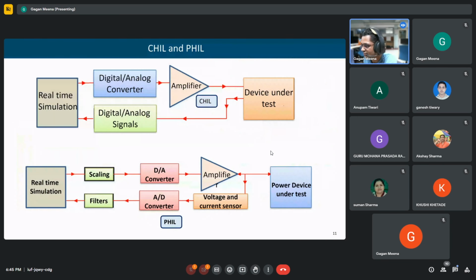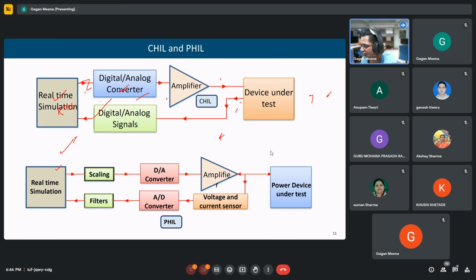So this is the diagram for those two, CHIL and PHIL: control hardware in loop and power hardware in loop. On both sides we have this real-time simulation. This is the real-time simulator, or we can say RTDS, and here also we have a real-time simulator. Then after the real-time simulator, there is a digital to analog converter. Some of the RTDS also have analog outputs, so you can directly get analog outputs. If the digital outputs are taken out, then you have to convert them into analog.